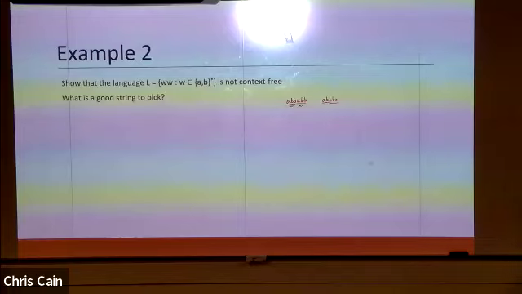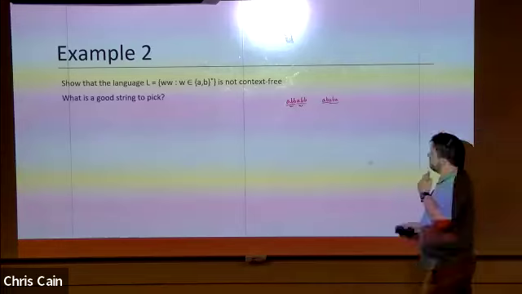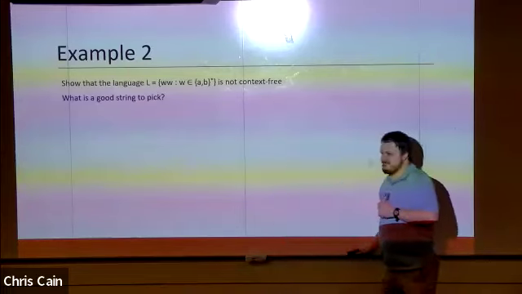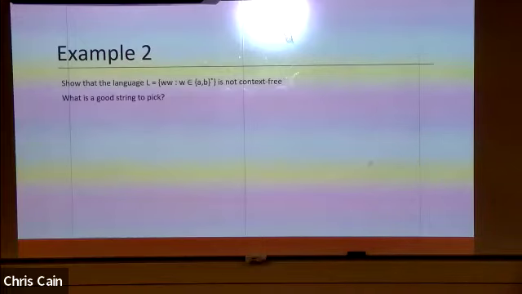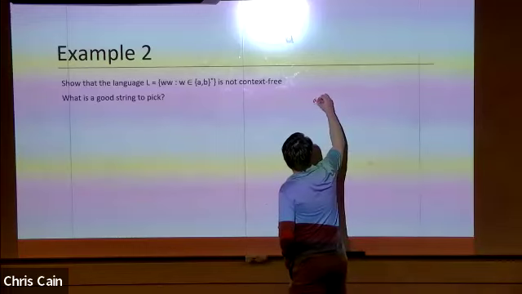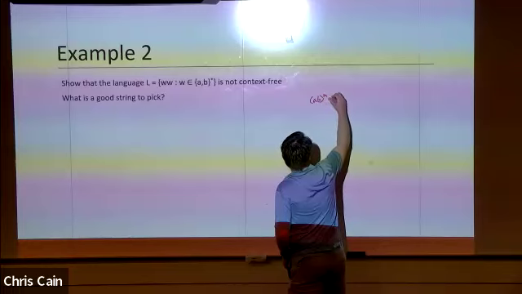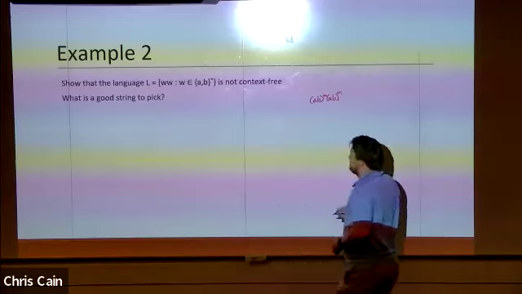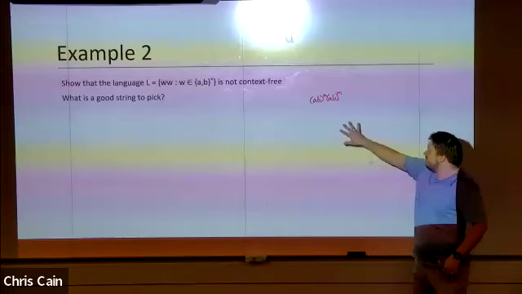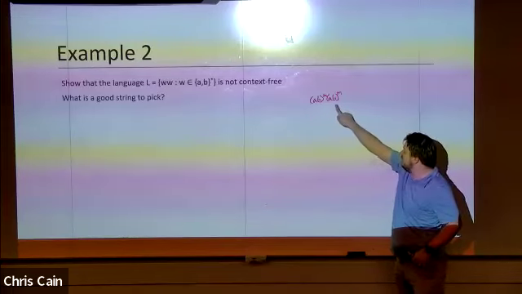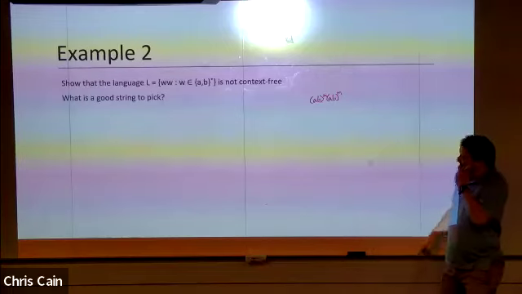Any ideas? This is the hardest intuition to get in these problems, I think. It's picking a good string. One suggestion is AB to the M, AB to the M. That's intriguing. This would work. Well, I don't know about for the proof, but this is in the language, right? We have a W and a W. Regardless of the size of M, this will always adhere to that language.